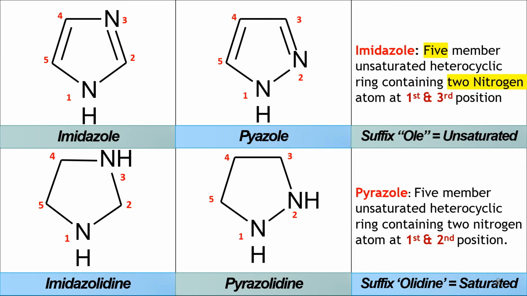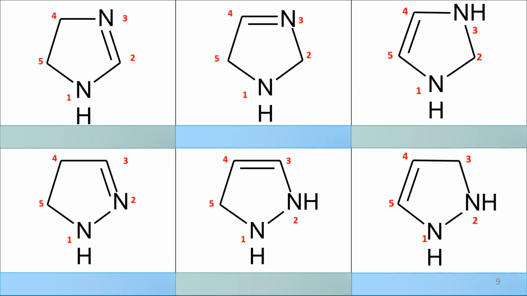So how do we differentiate these two? These two are imidazole and pyrazole. They are the same, but there is a change in the position of the nitrogen atom. In imidazole, nitrogen is at position 1 and nitrogen at 3. Here in pyrazole, the nitrogen position is number 1 and the other nitrogen position is number 2. Pyrazole, pyrazolidine, imidazole, imidazolidine. Okay. So here, another ring structure is there.